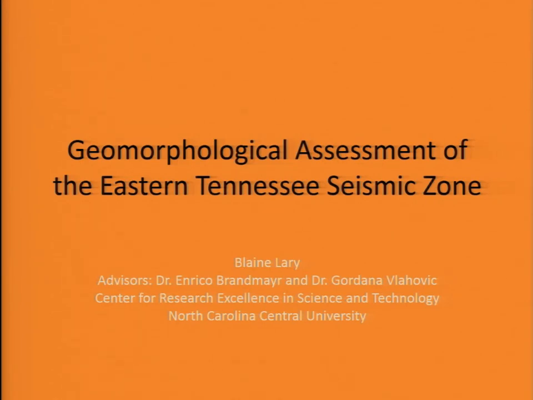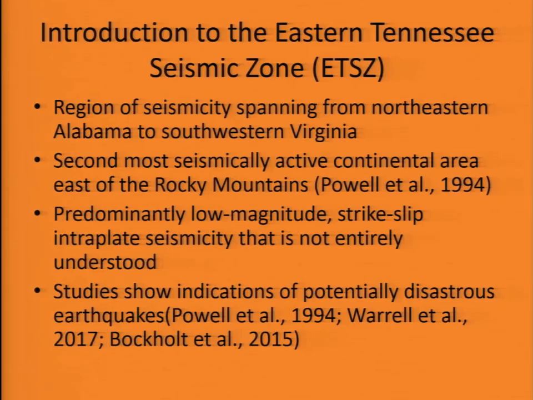I'm a student at North Carolina Central University, and I'll be presenting the topic of my graduate research, which is a geomorphological assessment of the Eastern Tennessee Seismic Zone. So just a brief introduction to the Eastern Tennessee Seismic Zone, and from here on out, since it's a mouthful, I'm going to refer to it as the ETSZ. It is a region of seismicity that spans from the northwest corner of Alabama up into southwestern Virginia. And in terms of seismic energy release, it is the second most active continental area east of the Rocky Mountains.